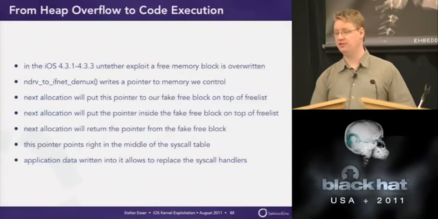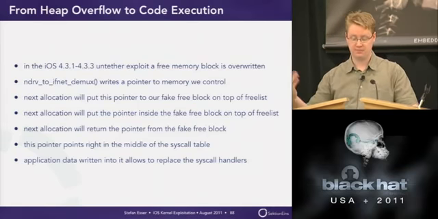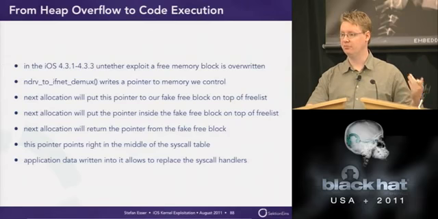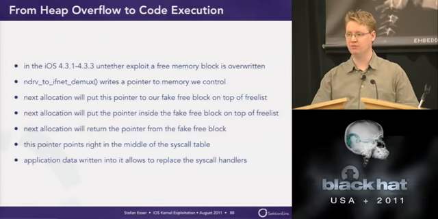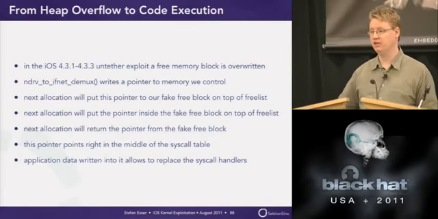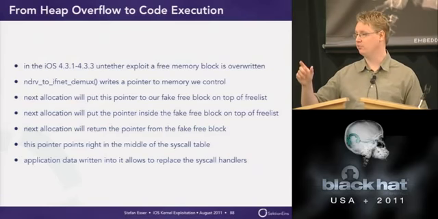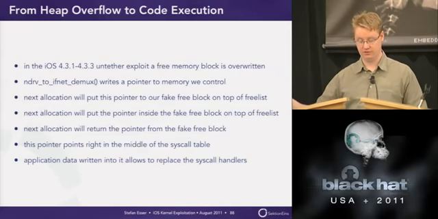Okay, so to make things short, in order to actually get code execution here, we attempt to overwrite a free block. And the idea is to replace the pointer inside the free list. But we cannot do that, because we cannot control what is overwritten by the overflow. We only know our overflow is writing a pointer, and it's writing a pointer to data we control. So, okay, we let the overflow do that. So the overflow will write into the freelist pointer a pointer to our data. It will do that for us.